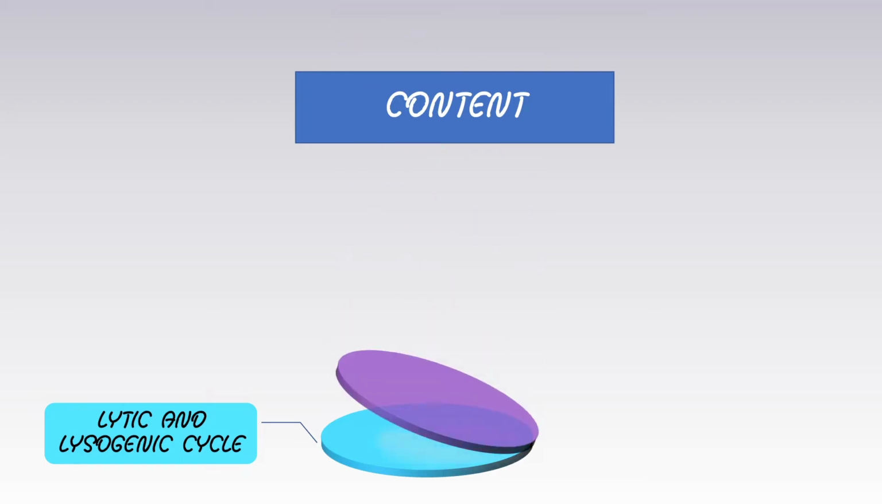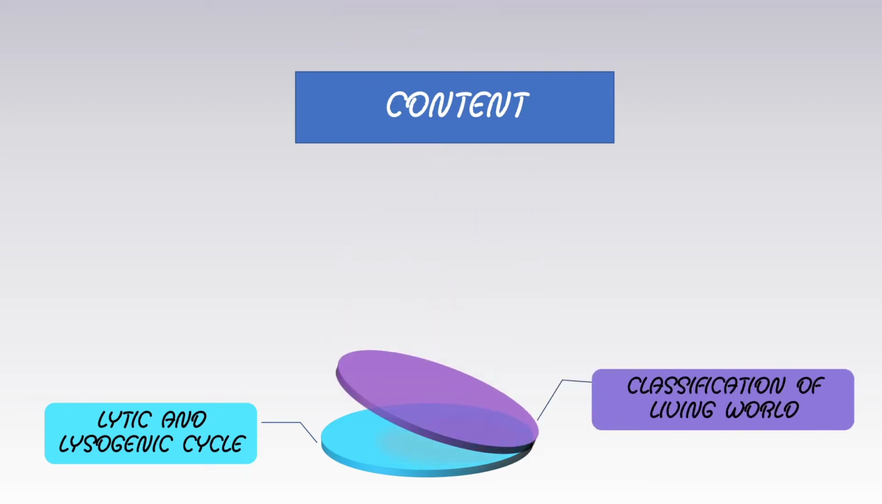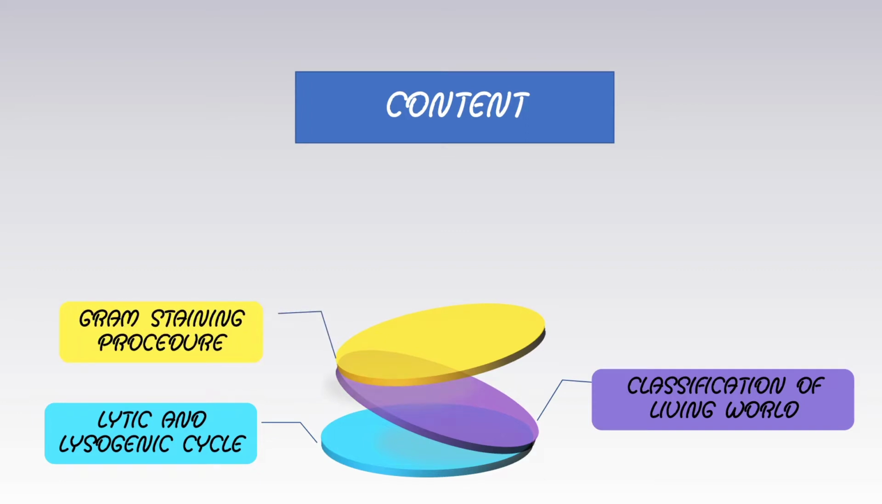And then we are going to learn about the classification of the links, the normal classification that you have learnt in your zoology, the same classification. And then the third one, the gram staining procedure. It's a staining method by which you can find out whether the bacterium is gram positive or gram negative. It is just an experiment, very easy to learn.